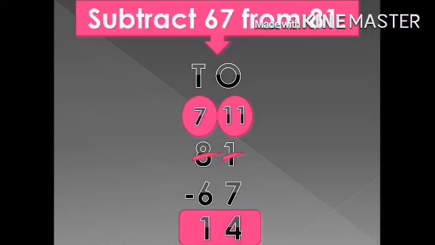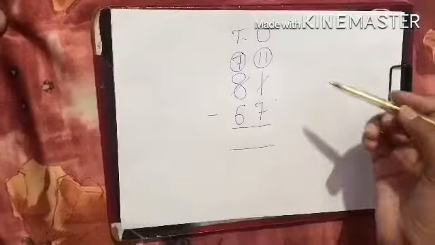Next is subtract 67 from 81. First, we will write the numbers in correct order and place ones and tens over it. After that, look at the ones place digits. Students, can we subtract 7 from 1? No. So, we will borrow 10 from the tens place. 1 will become 11 and 8 will become 7.